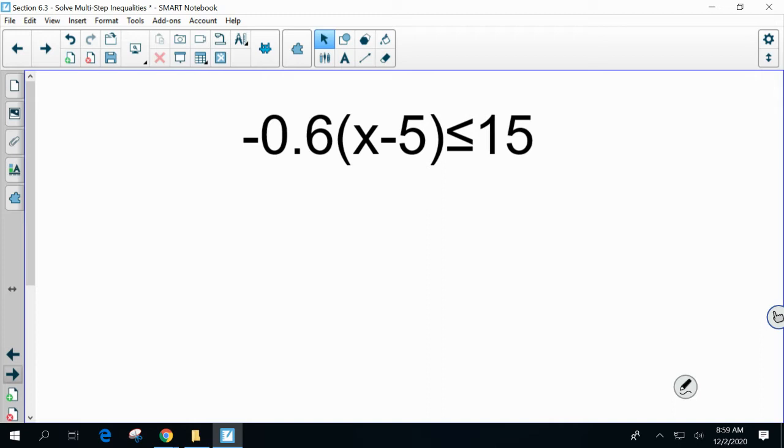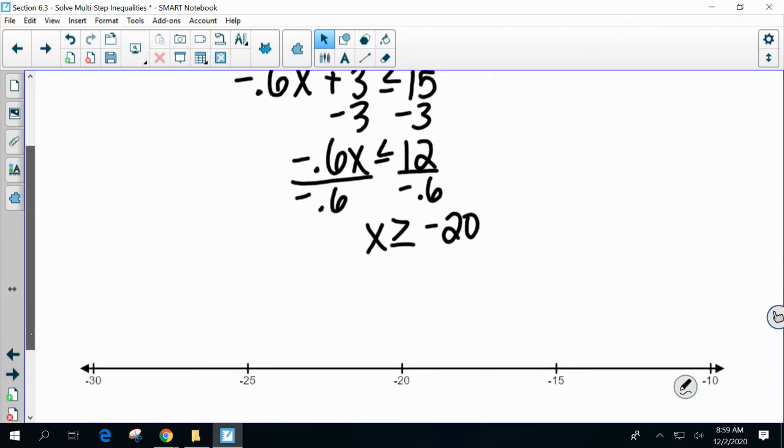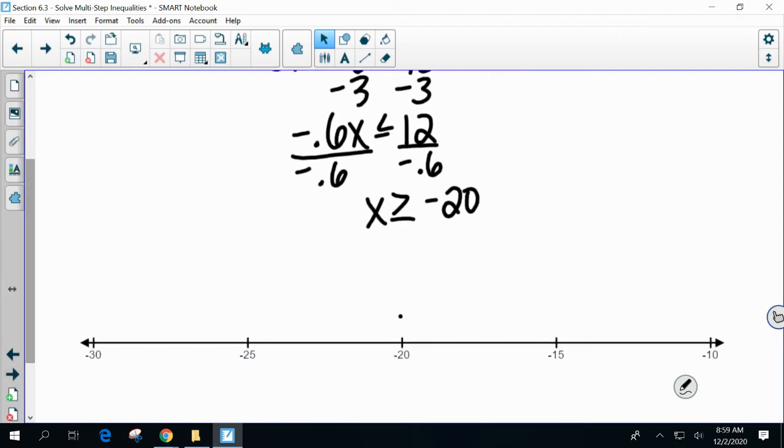Okay, so if I distribute this, I get negative 0.6 times x, and then I get positive what? 3 is less than or equal to 15. Subtract 3, so negative 0.6x is less than or equal to 12. And then I'm dividing by negative 0.6. So x, I have to flip my sign, is greater than or equal to negative 20. And then I graph it. So closed circle at negative 20, arrow going to the right.